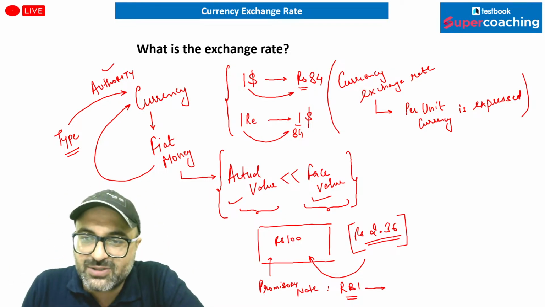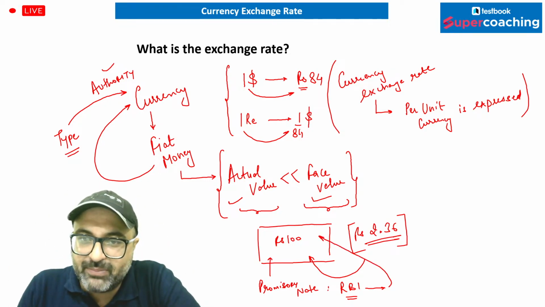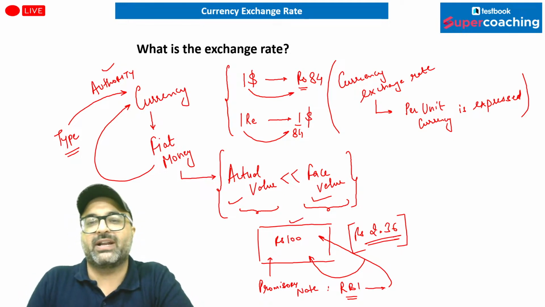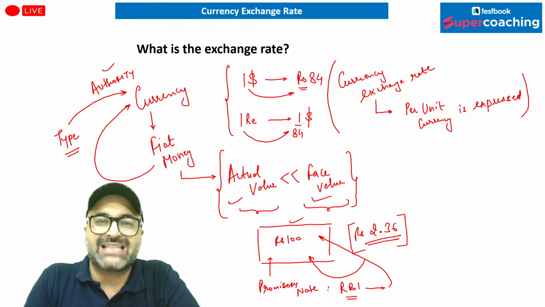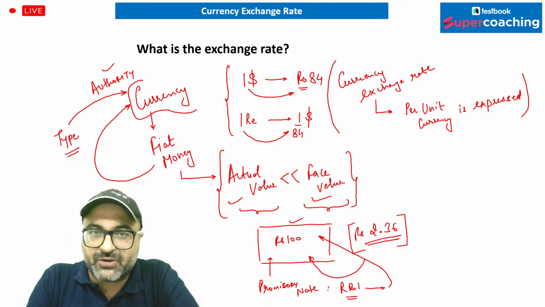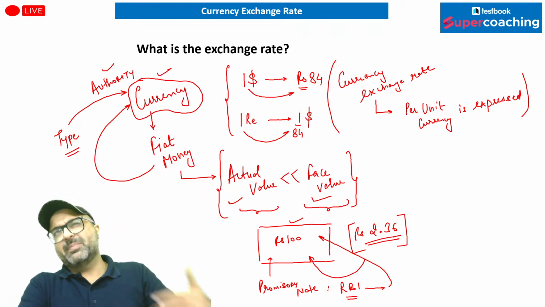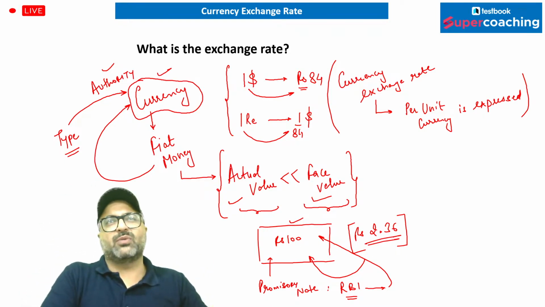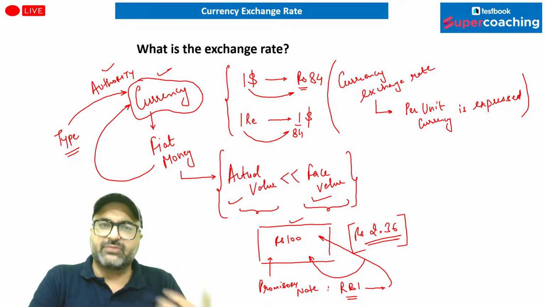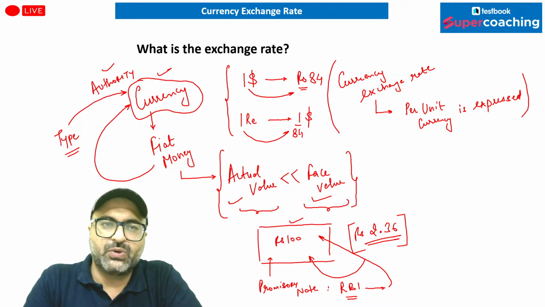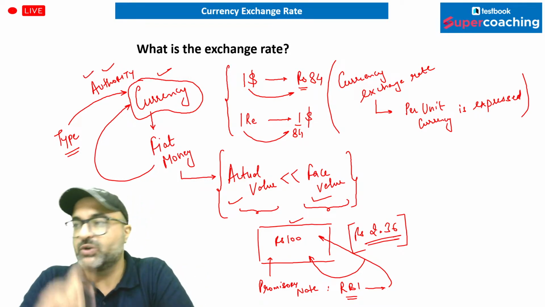So the moment this promise is done, then only public trust this instrument, and then only this instrument is accepted all around the country, and it becomes the nation's, I would say, legal tender, which we call as currency. So it depends basically on authority, does not depend on country.